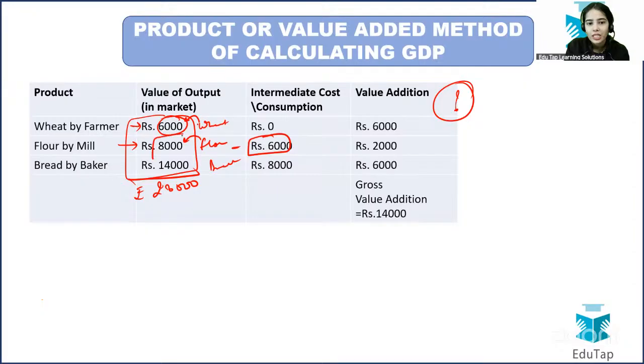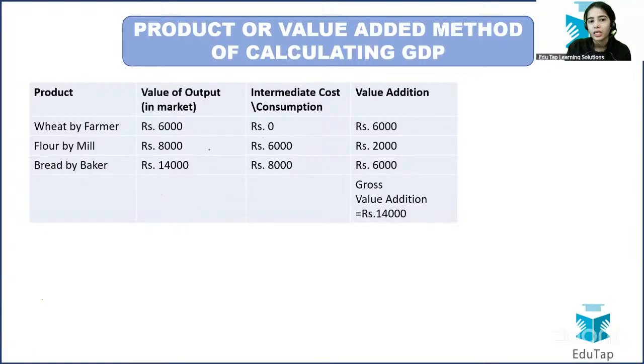The flour value has been added here. And in the bread also the flour has been added. So flour value has been added again. So to avoid this double counting, where wheat is counted again and again and flour is counted again and again in the value, wheat value is calculated here. Again, the wheat value is added in the flour also, so double counting of wheat is happening. The flour value is calculated here. Then again, the flour is added for bread, so flour value is again added here.